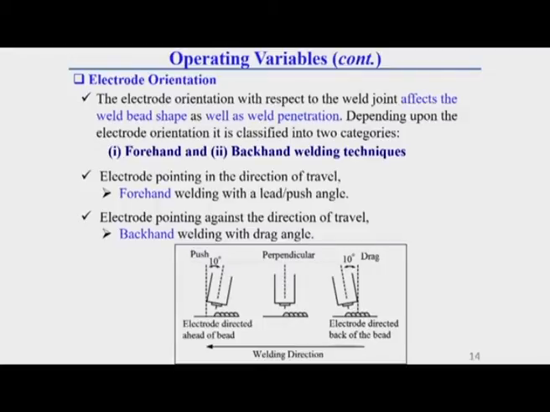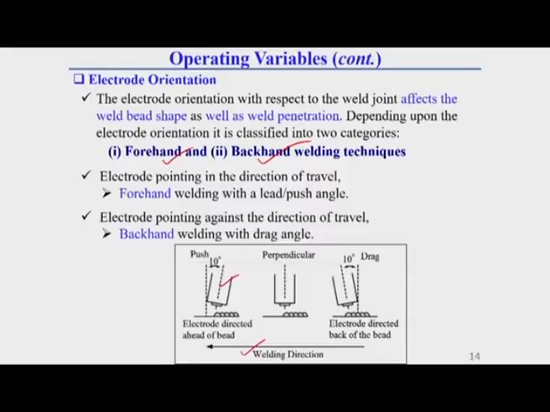So what are these two different categories? One is called forehand welding technique, another one is called backhand welding technique. Forehand welding technique means if the electrode is pointing in the direction of welding or in the direction of travel, then that is called forehand welding. I have already explained this technique in the case of gas welding, that means oxyacetylene gas welding.